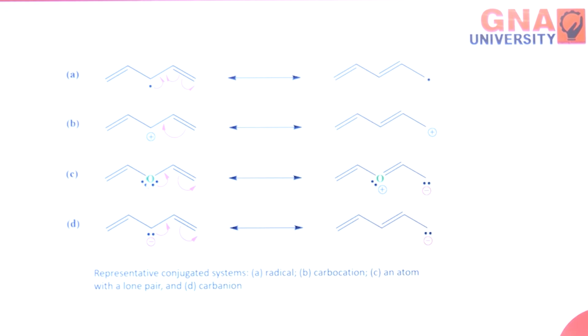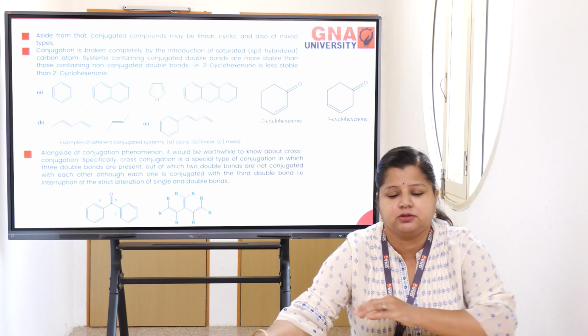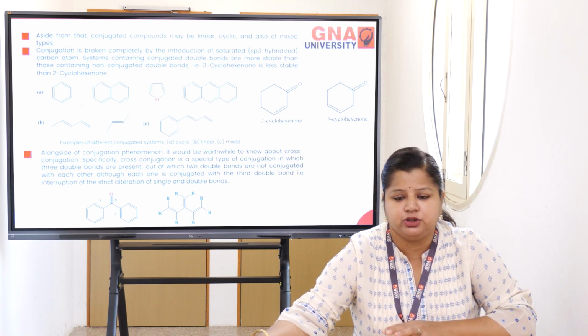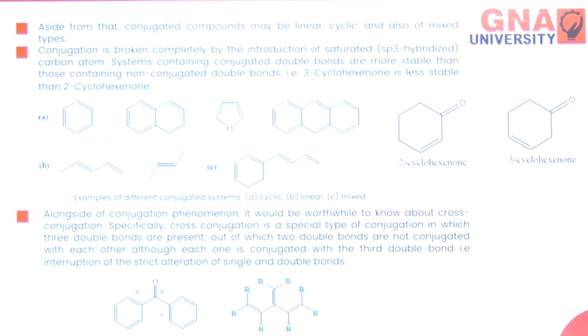Third is the example where a lone pair can participate in the delocalization of electrons in the conjugation. And fourth is the example where a carbanion can participate in the conjugated system. So these are the four different ways in which conjugated systems contain delocalization of electrons. Now, aside from that, conjugated compounds can be acyclic, cyclic, or mixed. We have examples over here.